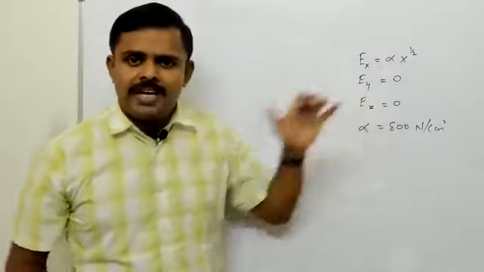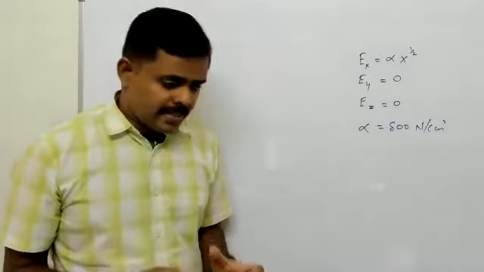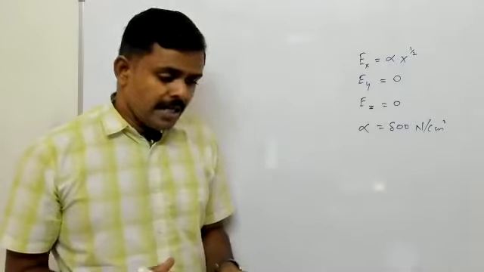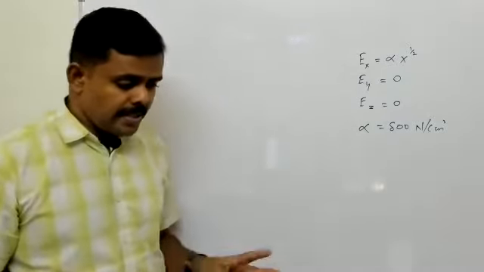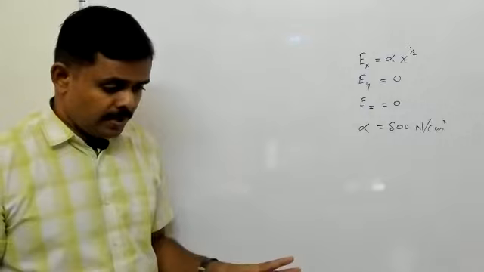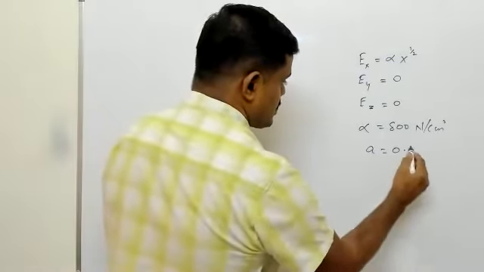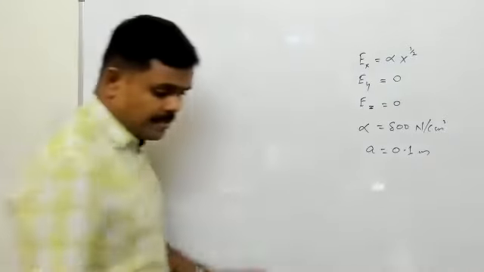Alpha x raised to half. Electric field exists only in x direction. Let's go on reading. Calculate the flux through the cube, the charge within the cube. There are two questions. Assume that one side is 0.1 meter. Cube side is 0.1 meter.